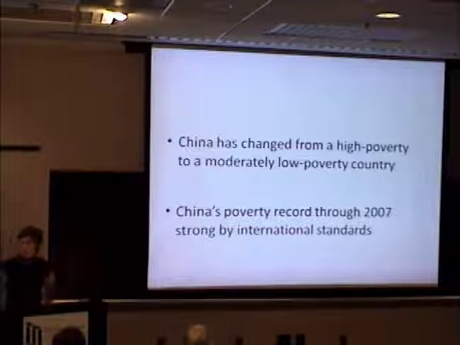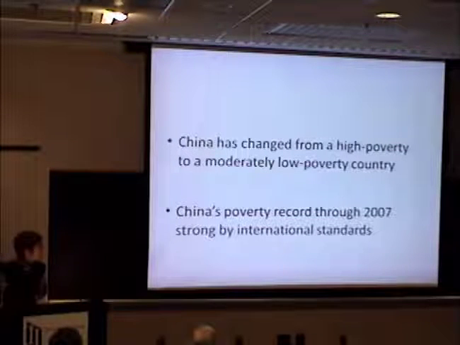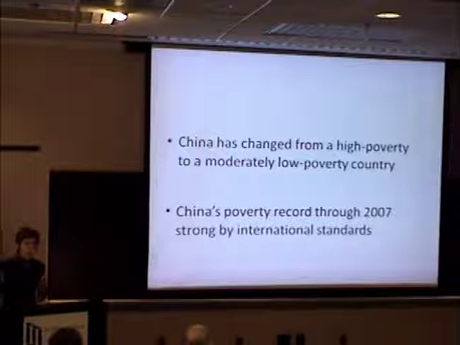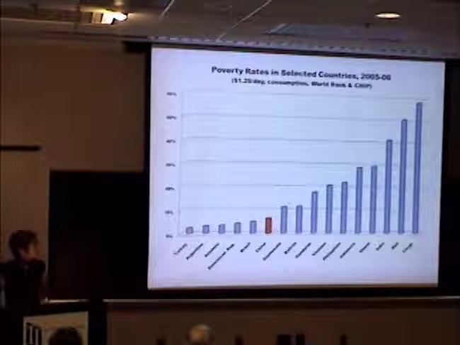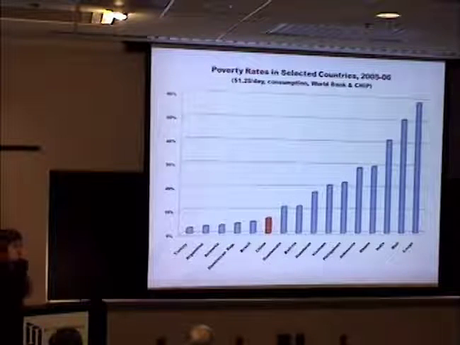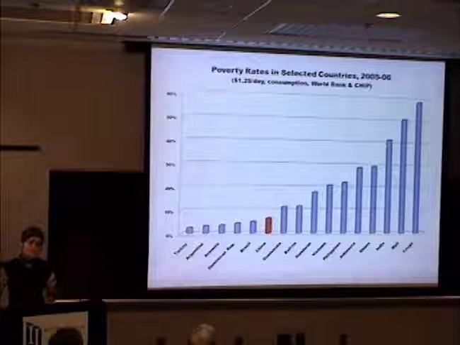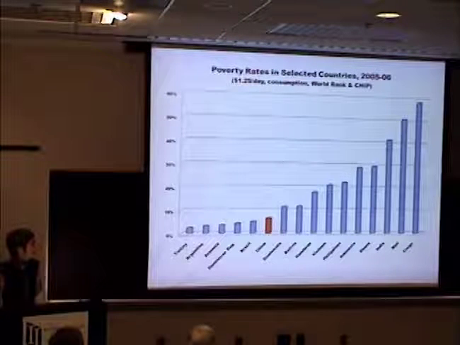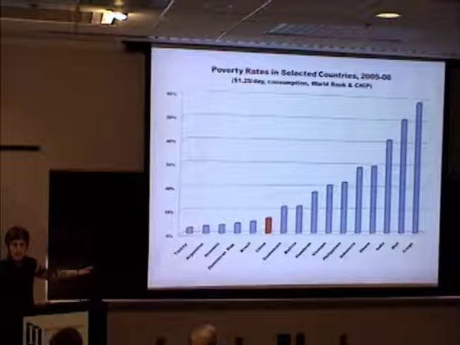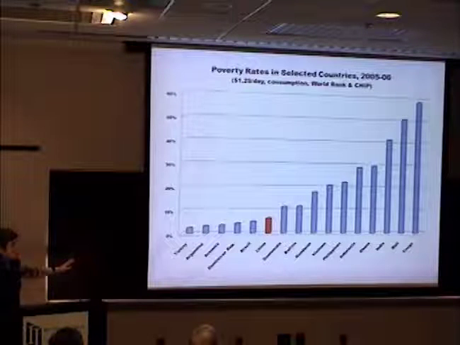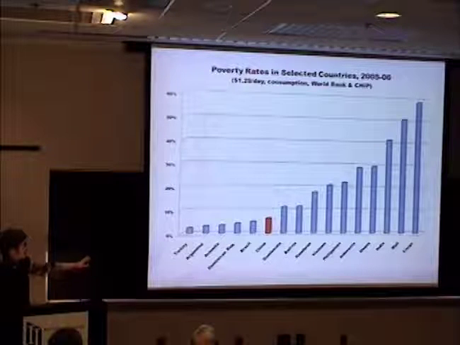By international standards, China has changed from a high poverty country to a moderately low poverty country. And China's poverty reduction record is very good, if not outstanding, by international standards. So here are poverty rates in some selected countries at the $1.25 a day poverty line, using that as a threshold for poverty. Very few developed countries show up because at this very low poverty line, they have only trivial amounts of poverty.